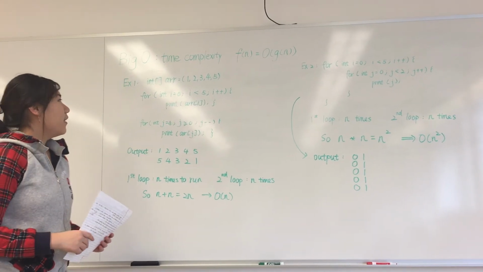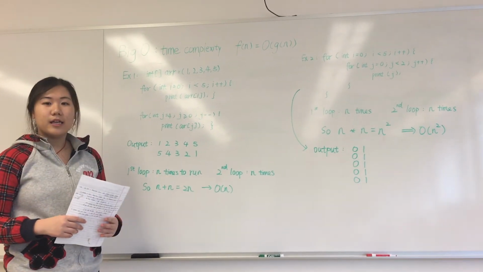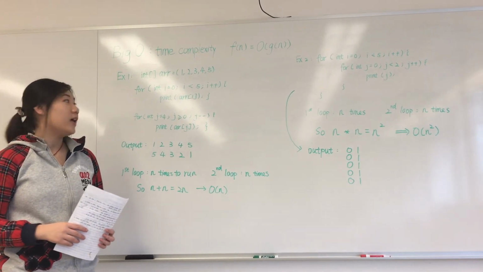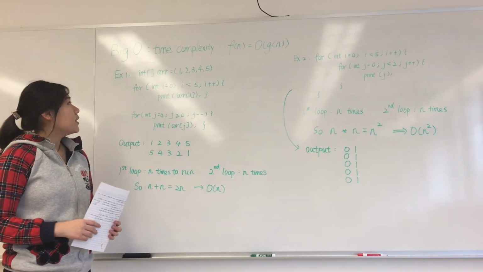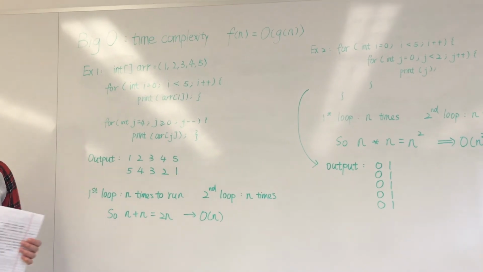Okay, so now let's talk about how, by looking at and reading a function, you determine the big O of these algorithms. Let's look at two examples. Both of the examples have two for loops.